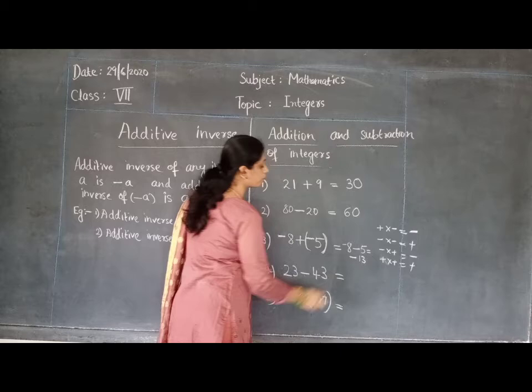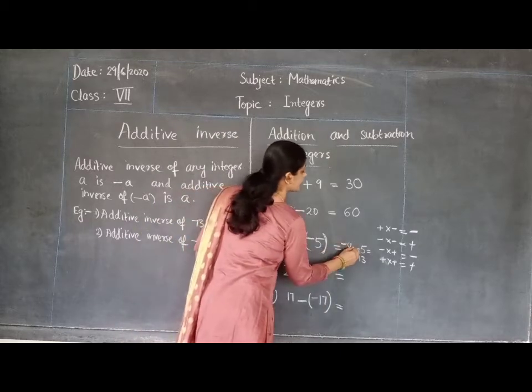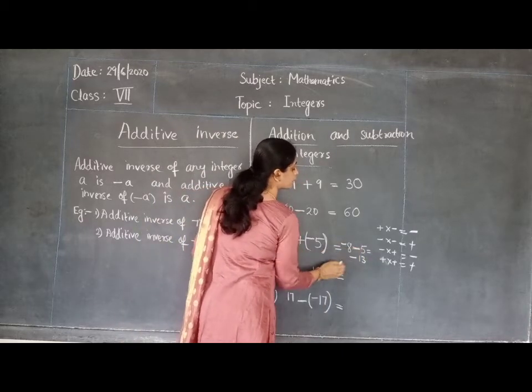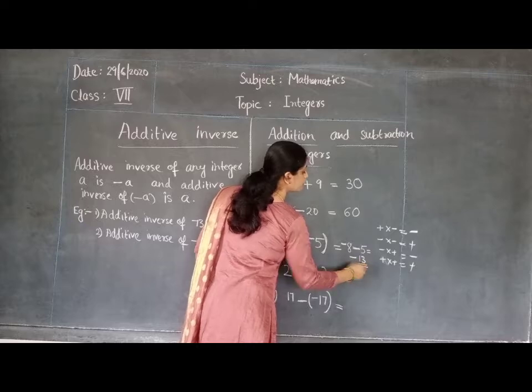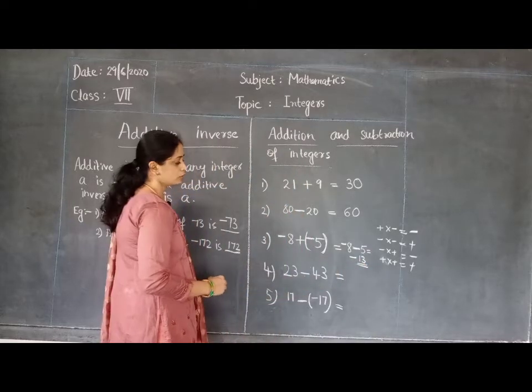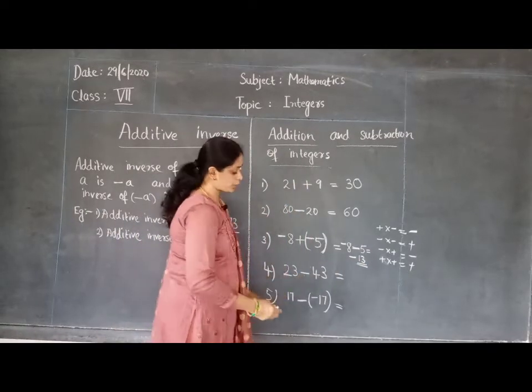So minus 8 minus 5. Why should we write minus here? Because both the signs are negative and you should add the numbers. So negative 13 is the answer for this. So shall we move on to the next question?